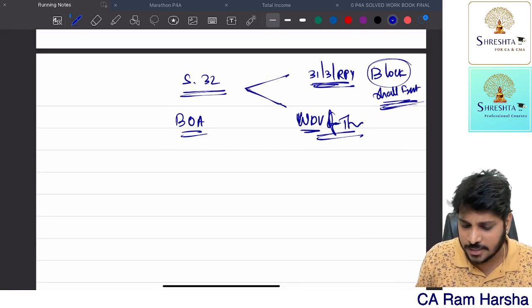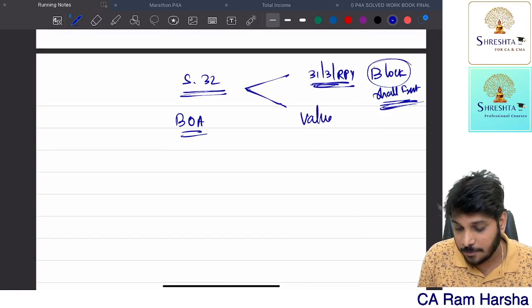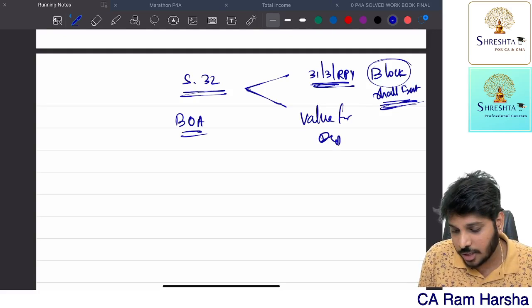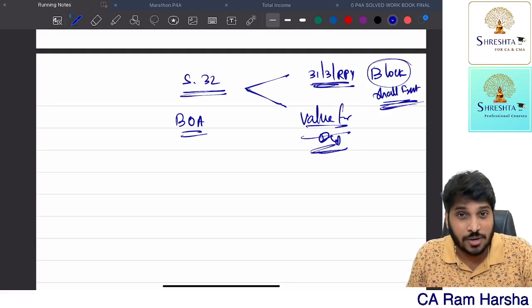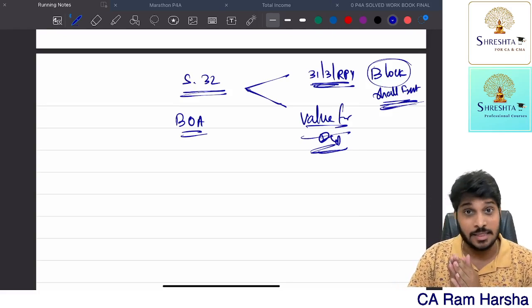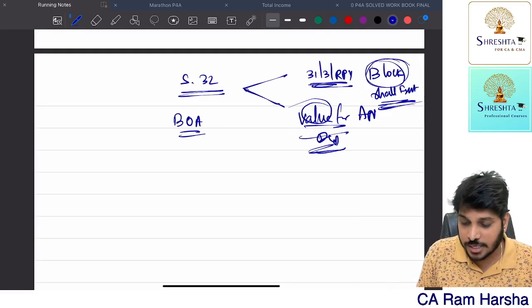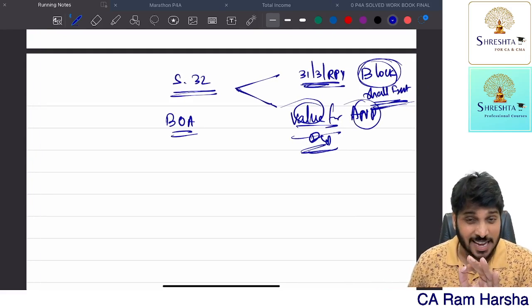In fact, I call it not written down value, I call it value for depreciation. Value for depreciation must exist. In order to calculate depreciation, there must be some value. So that value should also be there in the block. So value should be there, block, asset should be there. If both these conditions are satisfied, then you can calculate depreciation.